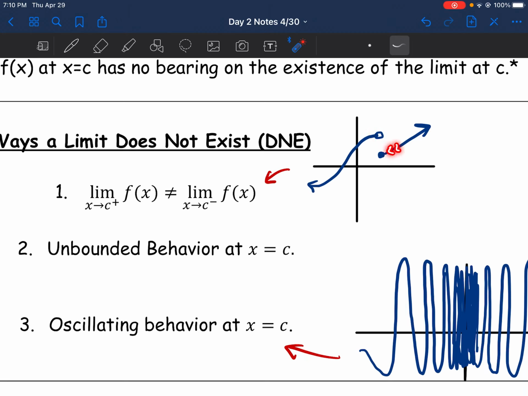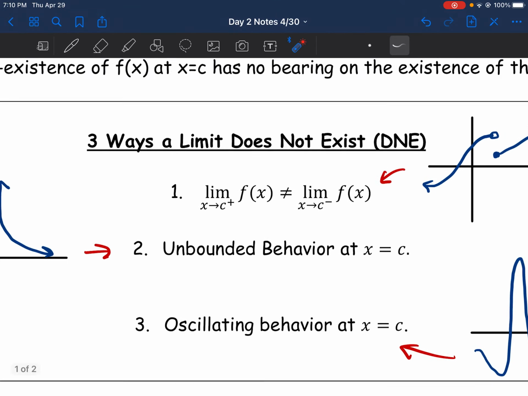But as we get closer to c on the right side, we can see that this is converging to whatever this y value is. And those two function values or y values are not equal to each other, so the left-sided limit and the right-sided limit are not equal. So the limit won't exist.